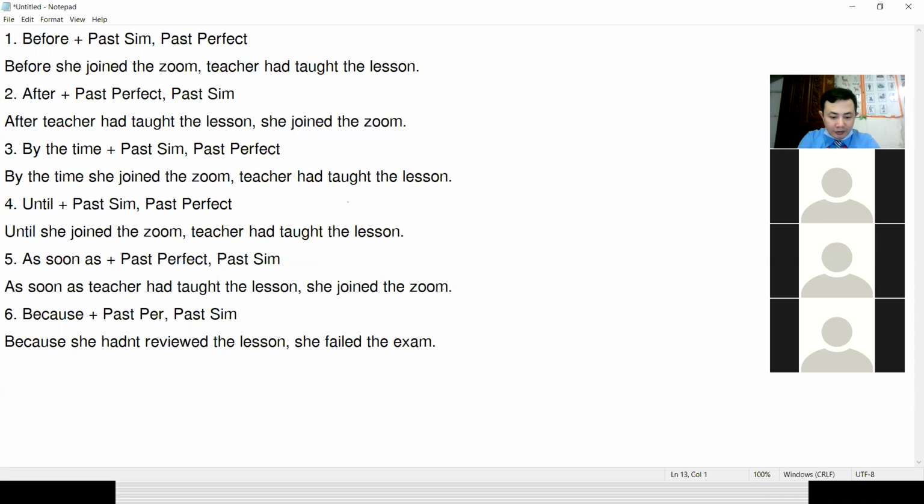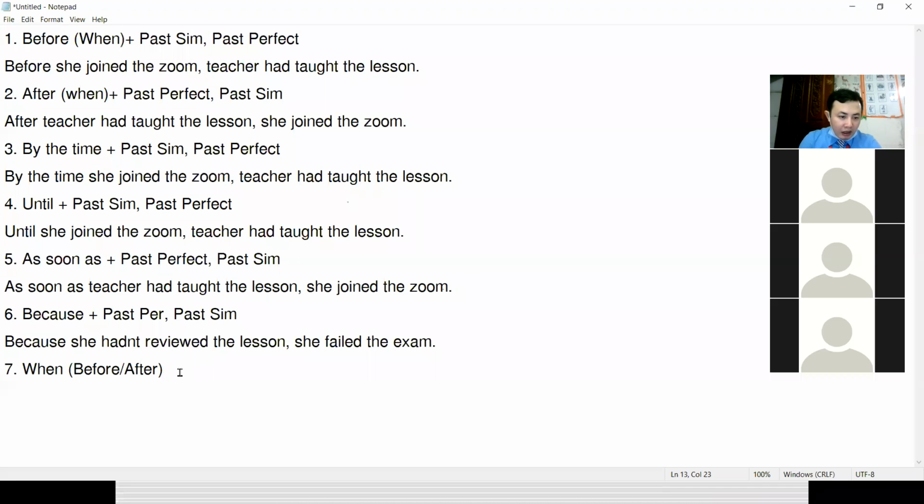And number seven, we have the word when. Okay, actually when can have two meanings. One is before and one is after. So here, before and after, we can replace with the word when. I don't need to write down an example here, because after also we replace with when, and before also replace with when. But don't get confused.